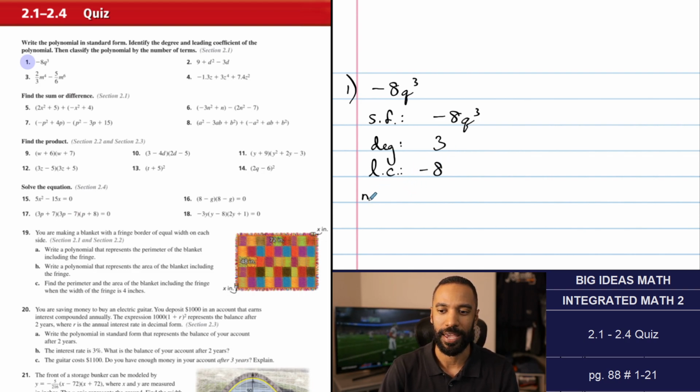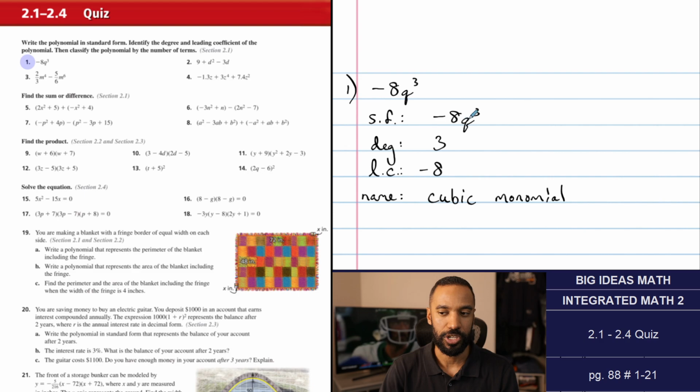And now let's classify it by name. Now, the name they want is by number of terms. One single term would make it a monomial. However, I also want to do it based on the degree. And a degree 3 polynomial is also known as a cubic. This is a cubic monomial. So number 1, there's the original expression. Obviously, standard form is still the same thing, and we identify these things.